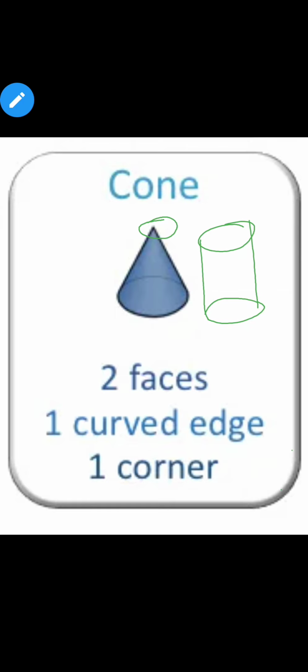If you look at the next 3D shape, you can see that this is a cone, right? It has two faces, one curved edge, and one corner. You can see that the top part is pointed, right? So this is the corner. In the cylinder there were no pointed parts, so there were no corners, but in a cone there is one corner. Now you can have a look at this. This is the shape of a cone, right? An ice cream cone, a party hat, all these are cones. See, it has one pointy corner and one curved face.